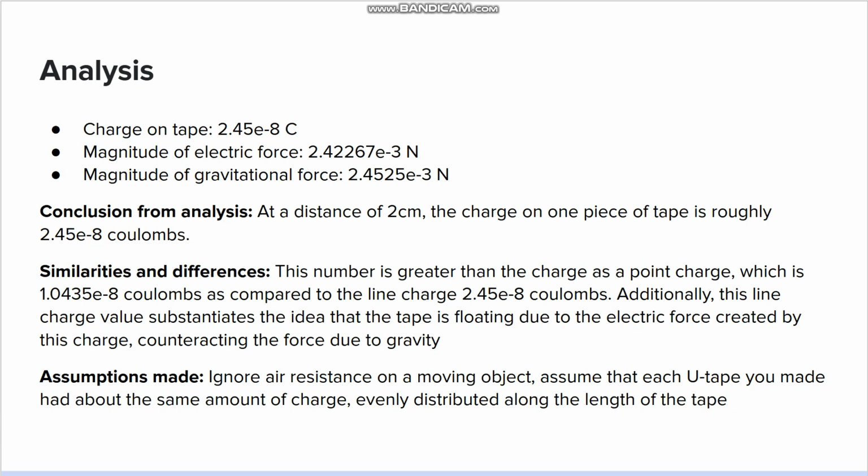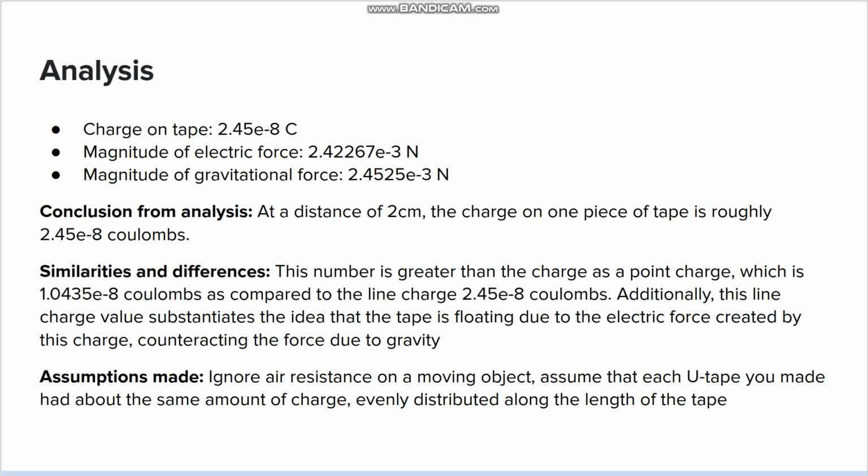From this analysis, it can be determined that at a distance of 2 centimeters, the charge on one piece of tape is roughly 2.45 × 10^-8 coulombs. This number is greater than the charge as a point charge, as was determined in the last lab, which is roughly 1 × 10^-8 coulombs, as compared to the line charge value found in this lab of 2.45 × 10^-8.